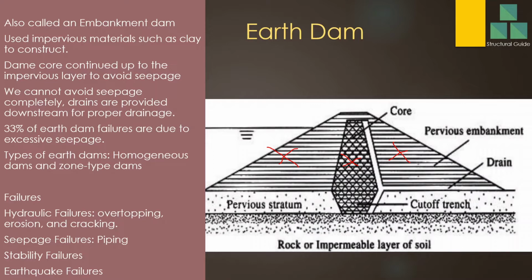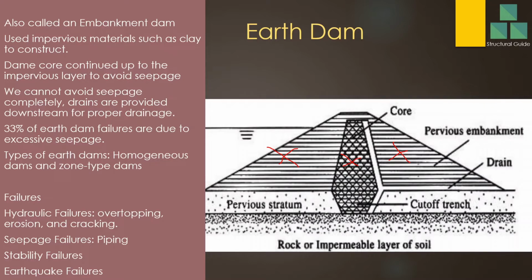In a homogeneous dam you may use the same material, but in a zone type dam you have a core here. The core is mostly constructed from clay, because clay is very less permeable. Permeability is very low in clay, so water seepage is very less. So we use clay in these types of dams to avoid water seepage.